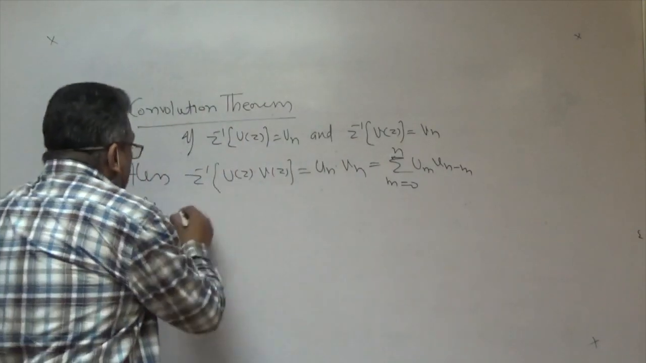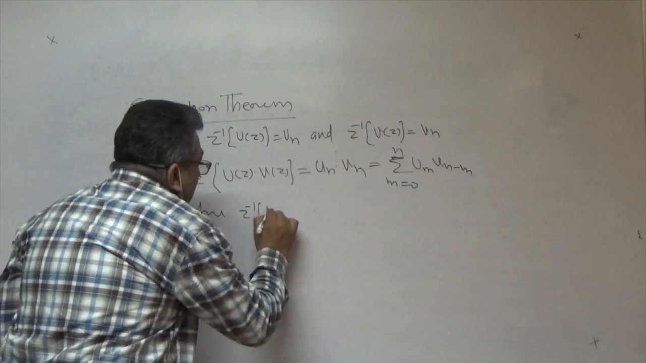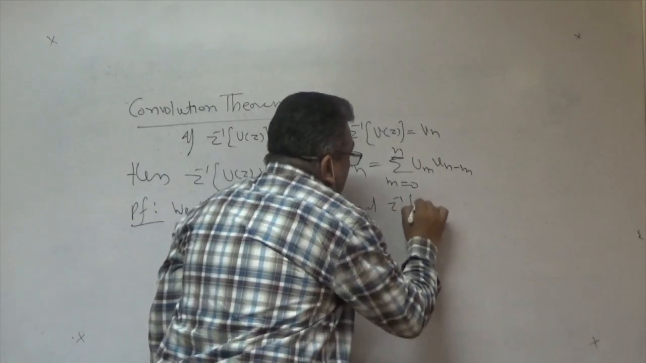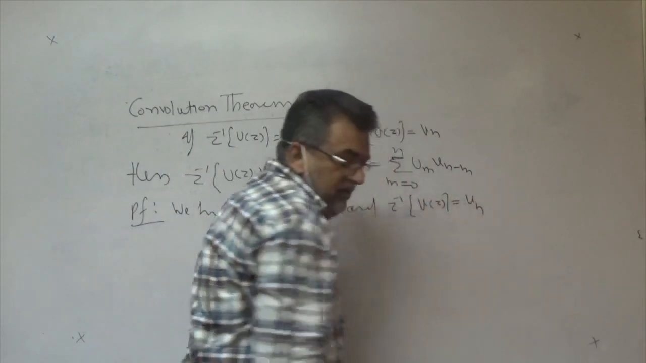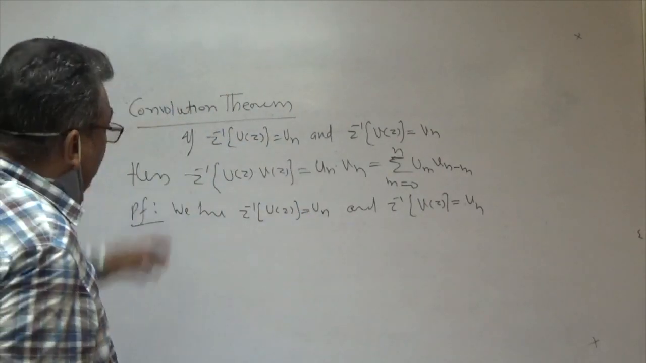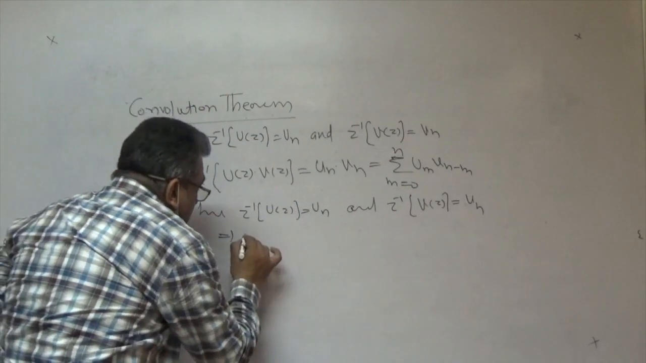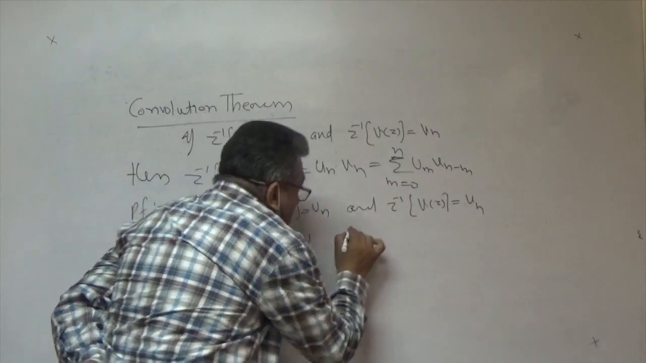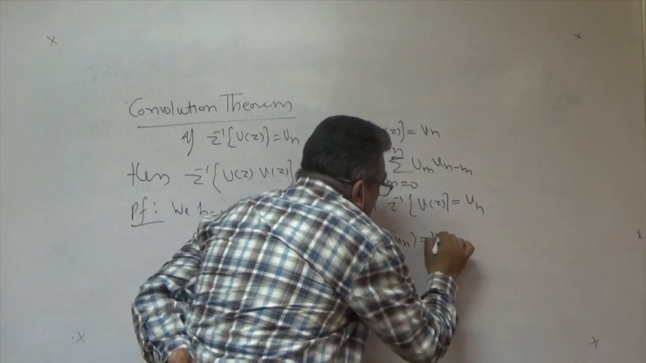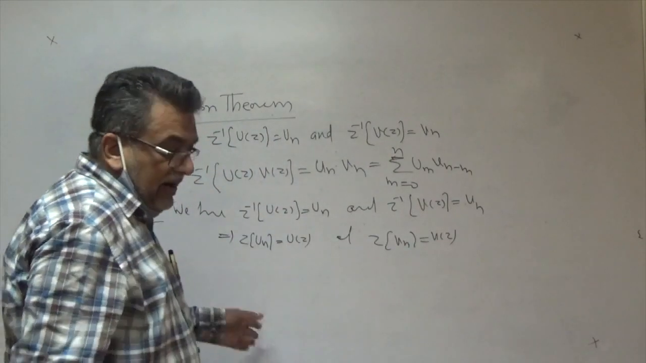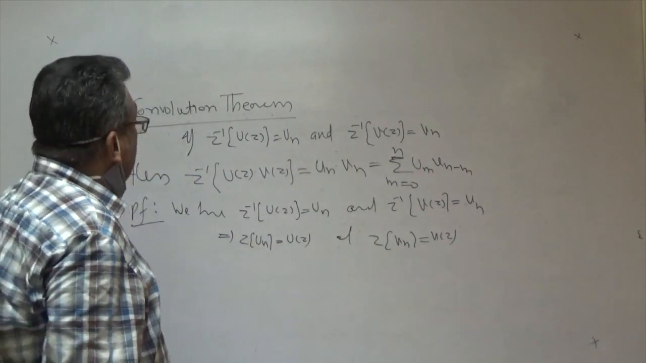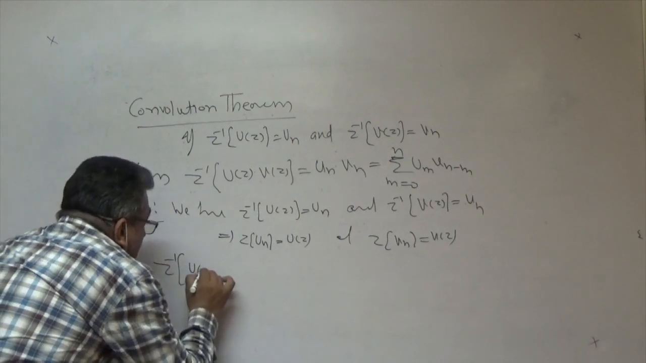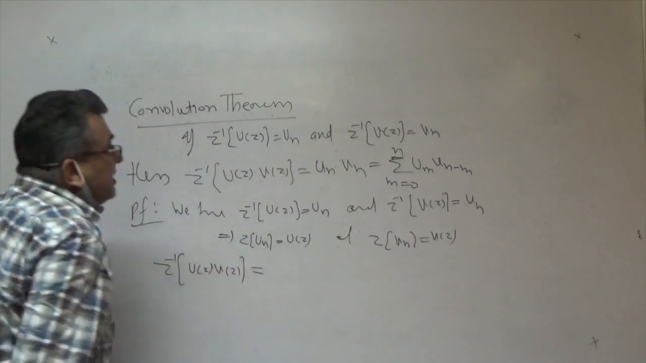Because we have that the inverse Z transform of u(z) is equal to u_n, and the inverse Z transform of v(z) is another sequence v_n, by which you know that the Z transform of u_n is equal to u(z), and the Z transform of v_n is equal to v(z), meaning that it can be expanded in the form of an infinite series. Now we have to prove this one.